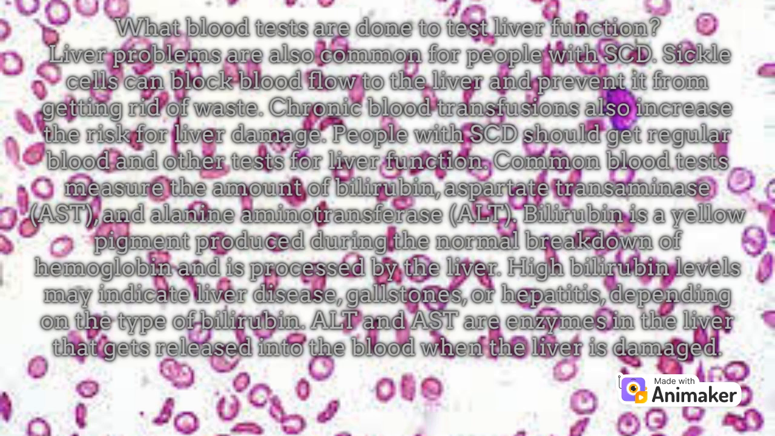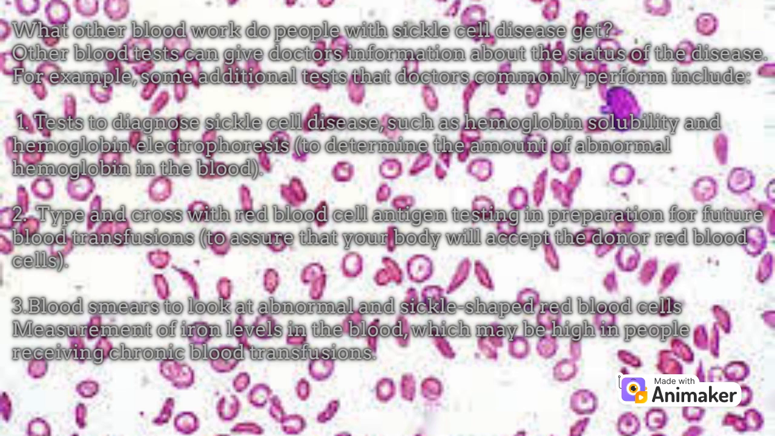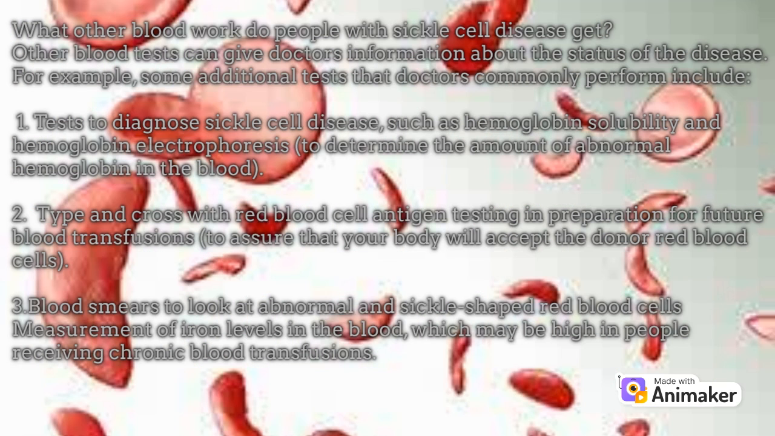What other blood work do people with sickle cell disease get? Other blood tests can give doctors information about the status of the disease. For example, some additional tests that doctors commonly perform include: 1. Tests to diagnose sickle cell disease, such as hemoglobin solubility and hemoglobin electrophoresis, to determine the amount of abnormal hemoglobin in the blood. 2. Type and cross with red blood cell antigen testing in preparation for future blood transfusions, to assure that your body will accept the donor red blood cells.